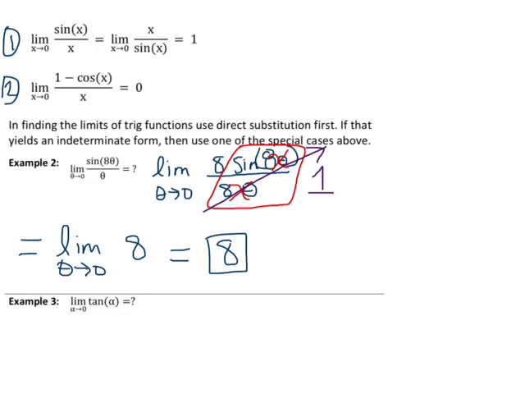Okay. Now let's go ahead and look at the next example. It says the limit as alpha approaches 0 of the tangent of alpha. Well, which special case should we use? We didn't mention anything about tangent. We just mentioned sine and cosine. Well, let's go ahead and look once more at the directions. In finding the limits of trig functions, use direct substitution first. Have we done that? No. Let's go ahead and try.